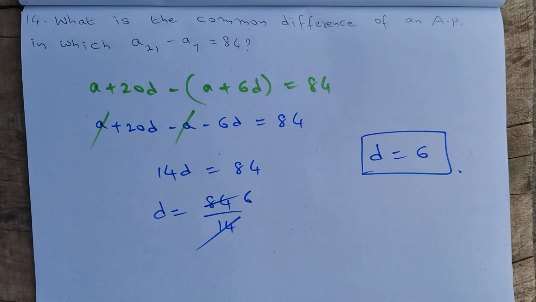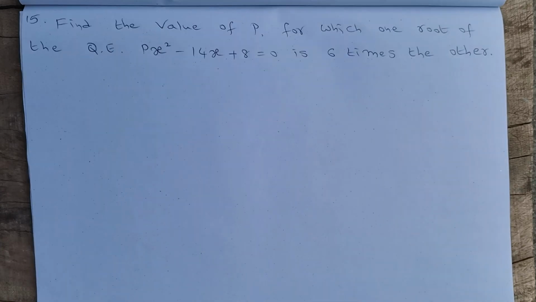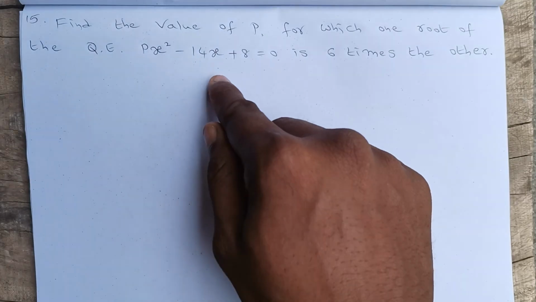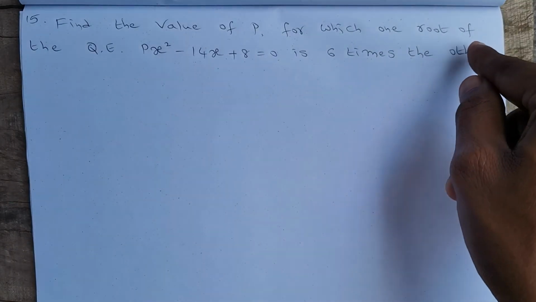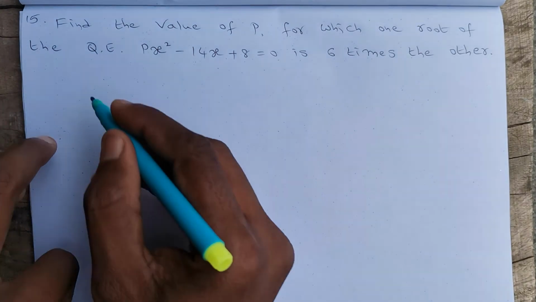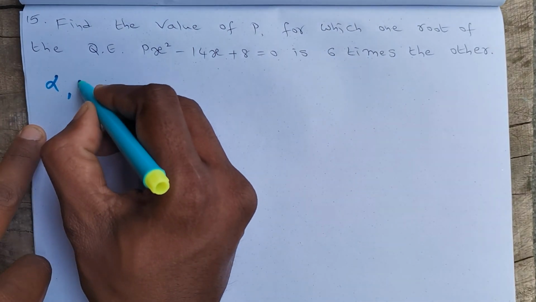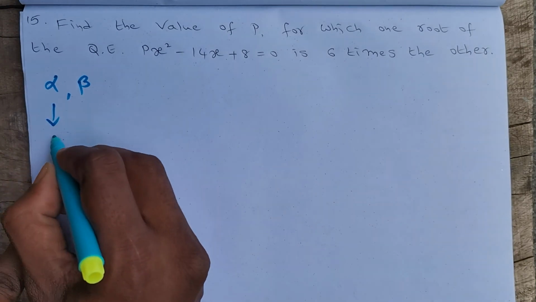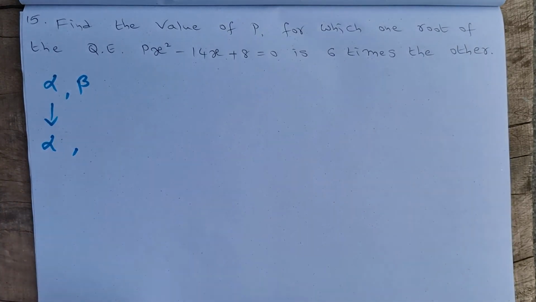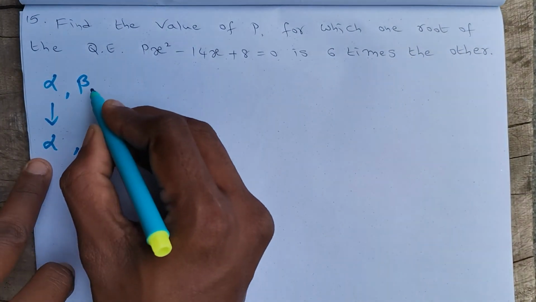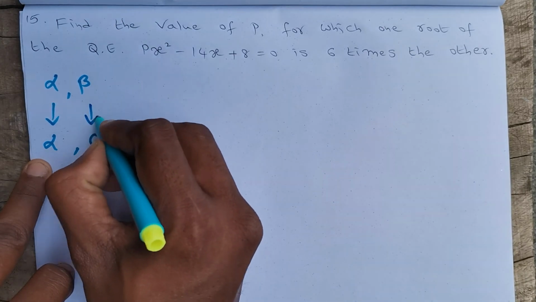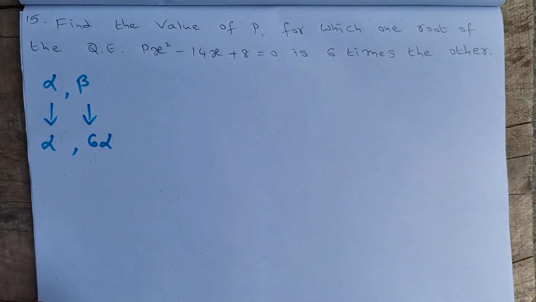Let's have a look at the last question, question number 15. Find the value of p for which one root of the quadratic equation is 6 times the other. They gave some quadratic equation and he is saying that one root of that equation is 6 times the other root. So we know very well two roots are there for a quadratic equation. Those are alpha and beta. So alpha, I am going to take it as alpha only. Then what about beta? One root is 6 times the other. Then if this is alpha, then beta will become 6 alpha because he clearly mentioned 6 times the other.